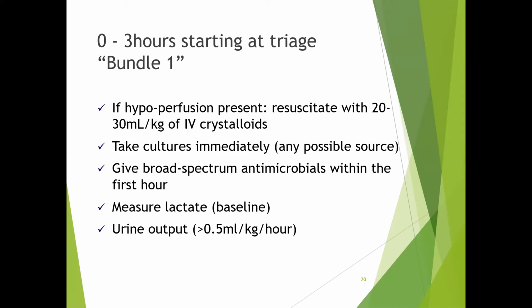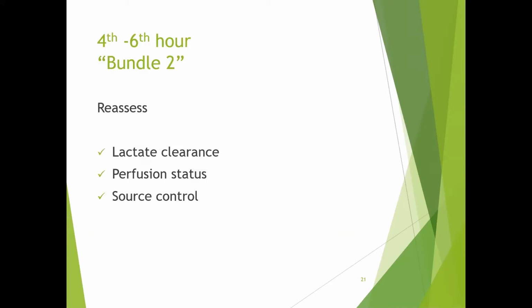So if your patient is hypotensive, you resuscitate with 20 to 30 mils per kg of IV crystalloids. You need to take cultures immediately, cultures of any possible source. Besides your blood cultures, if you see any products or any pus, send a specimen for cultures. And you give broad spectrum antimicrobials within the first hour. You need to measure your baseline lactate and your urine output. I'll also elaborate more on those later.